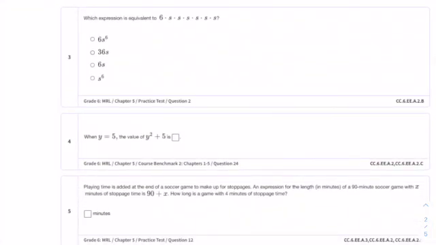Number 3, which expression is equivalent to 6 times s times s times s times s times s times s? It's like a snake. 6. How many s's are there? So there's 1, 2, 3, 4, 5, 6 of the s's, so that's 6s, and all these are being multiplied together, and when we have a bunch of multiplication in a row, that is a power. So that's 6s to the 6th power. That would be this here.